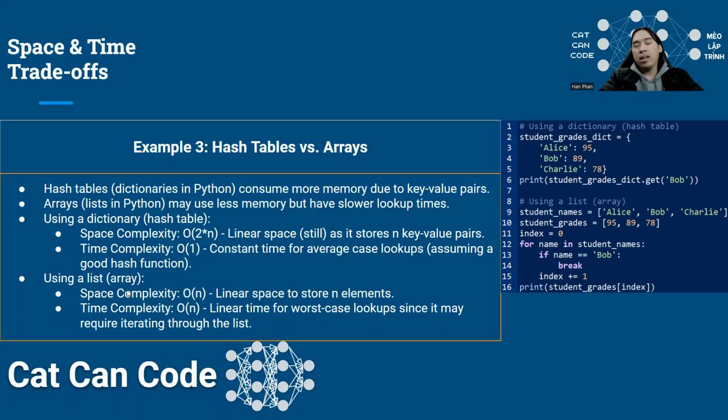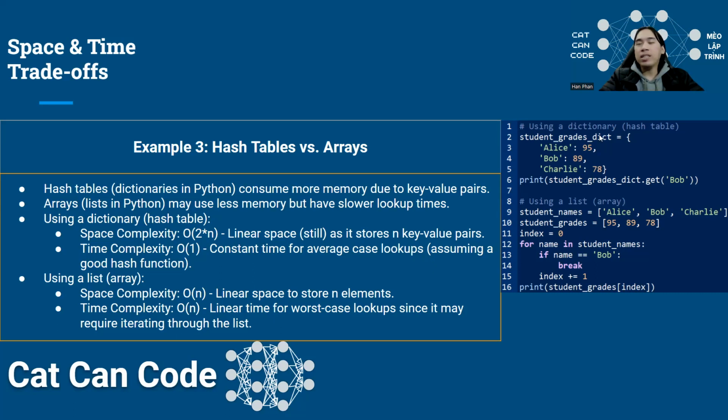On the other hand, the array doesn't require as much. It's still linear O(n). O(n) is less than O(2n), but they are both linear. It does spend less space. However, the lookup time is obviously O(n), because to find a particular element, you need to iterate through the list and find it.